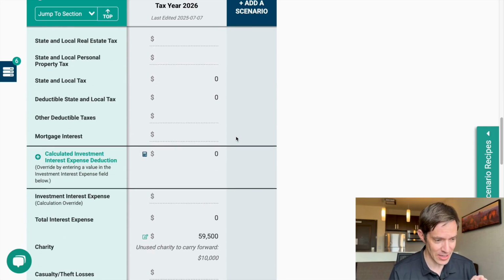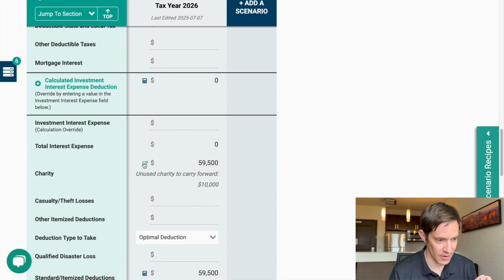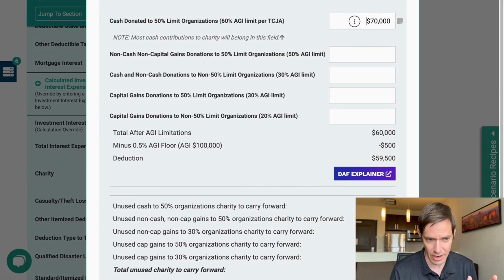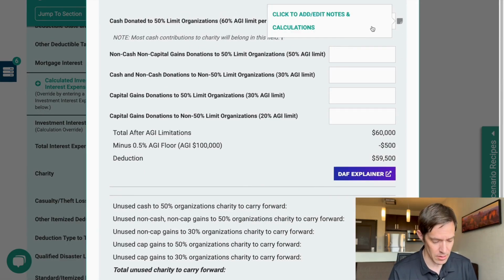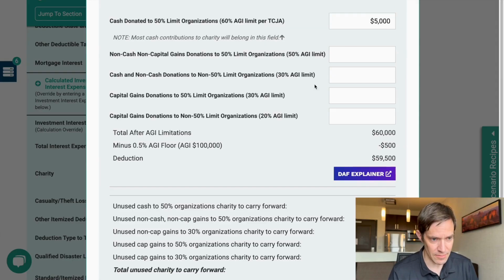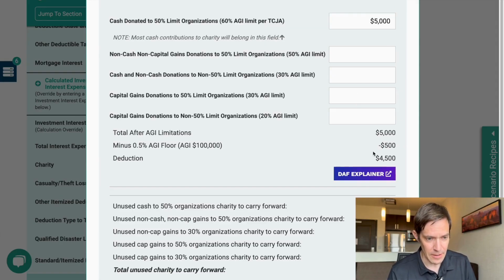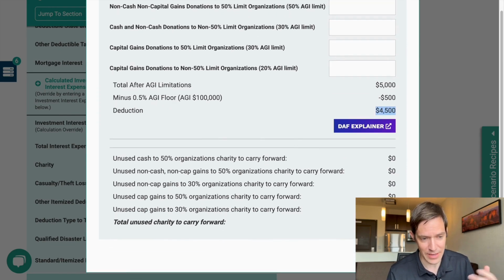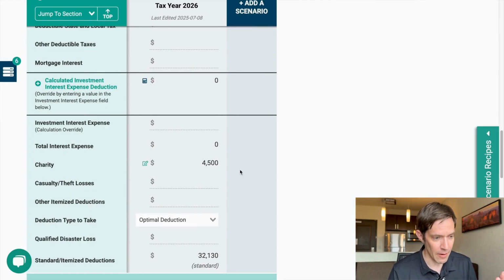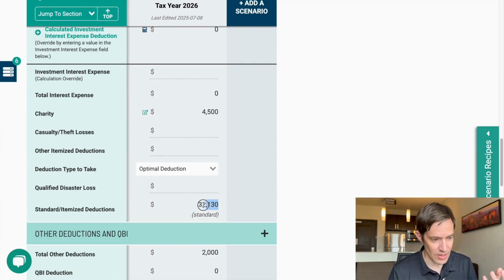Let me monkey with things a little bit so that we make sure that we're taking the standard deduction. So I'm going to lower the amount I'm giving to charity. Let's say we're only giving $5,000 to charity. If I were itemizing, I would be able to itemize $4,500 of that, again, because of that floor. But we're not itemizing because that's my only deduction. So we're going to take the standard deduction. This is the year 2026.